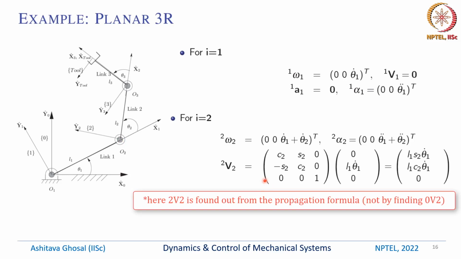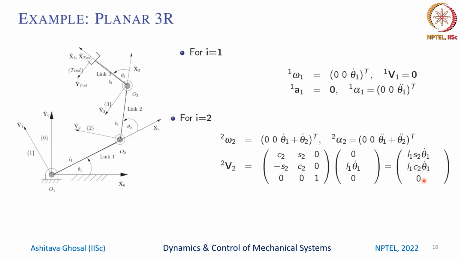So we first find out 0v2 and then we pre-multiply by a rotation matrix, 2 0 R. It looks like this, and then if you expand it you will get L1 S2 θ1 dot, L1 C2 θ1 dot and 0. So you can see that it looks okay. Why? Because θ1 dot is what is happening here. The velocity of this will be related to L1 θ1 dot, and this sine θ1, sine θ2 and cos θ2 will appear if you do it consistently.